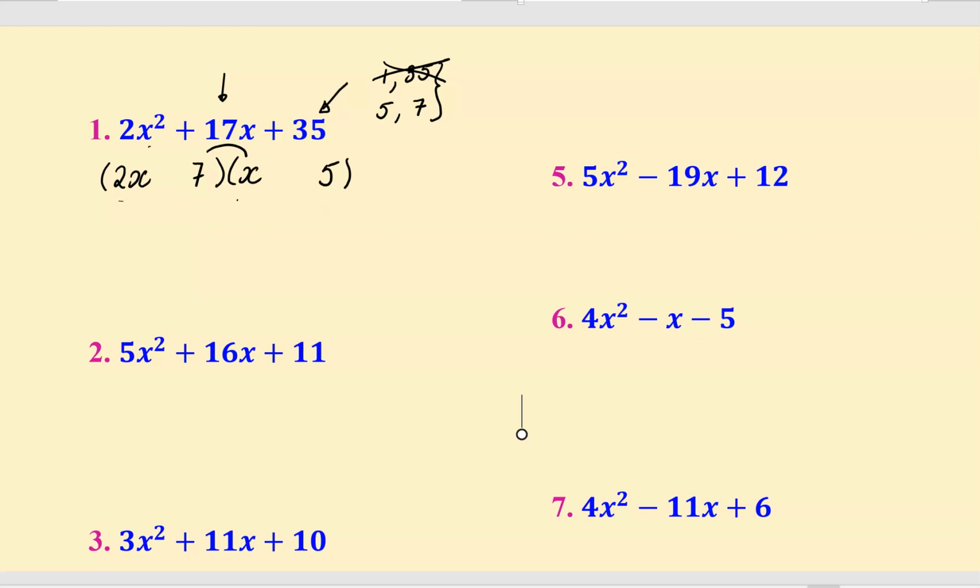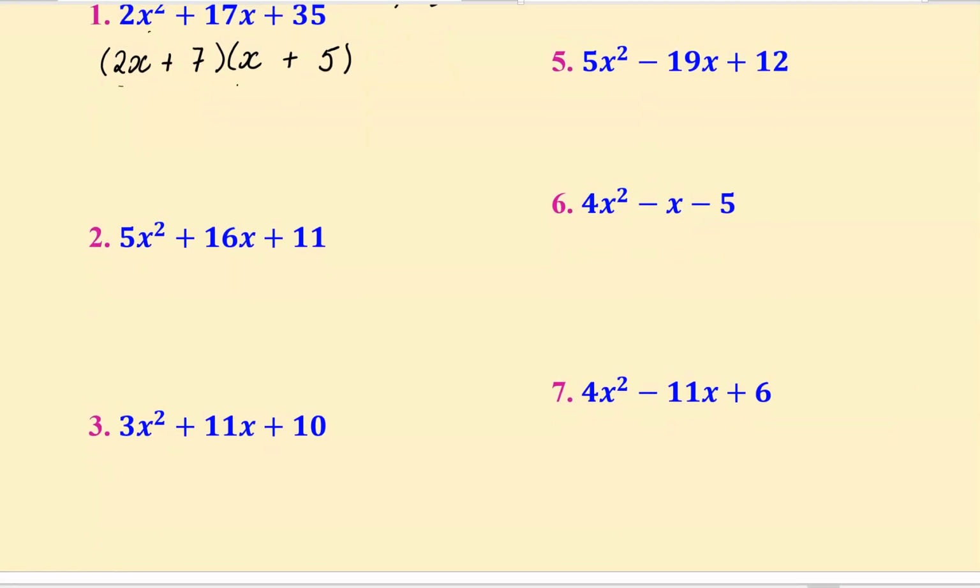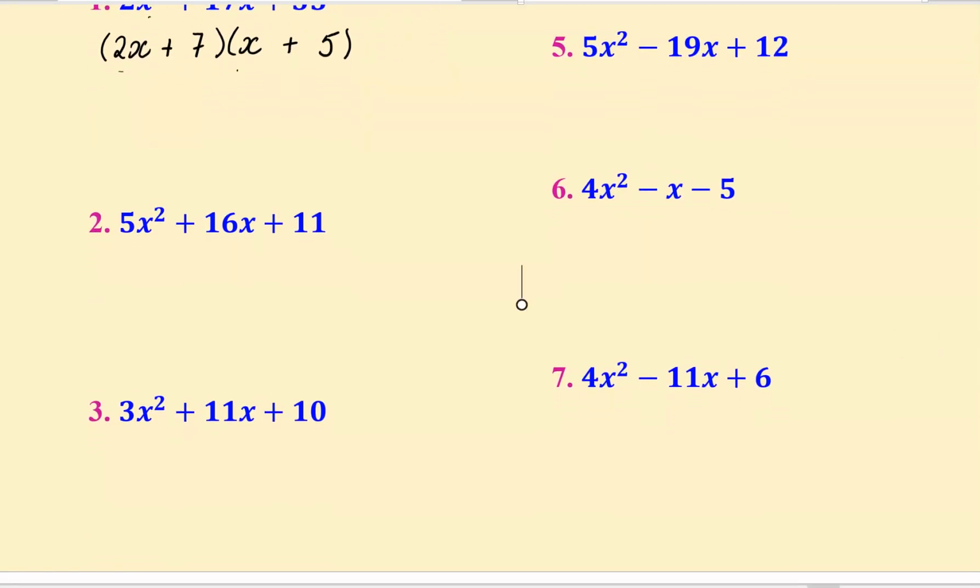This is a really easy and quick method if you know your times tables and you know your process of expanding really well. If you struggle with that process, there's another method that I'll go through in a minute. But let's have a look at the next one, because the more practice you get, the easier it becomes.